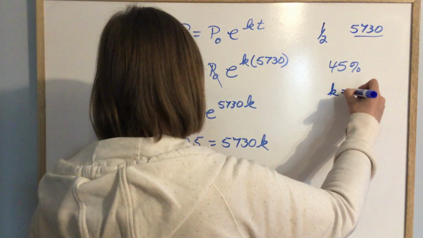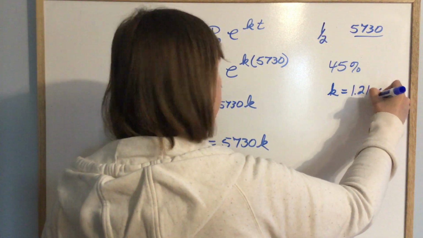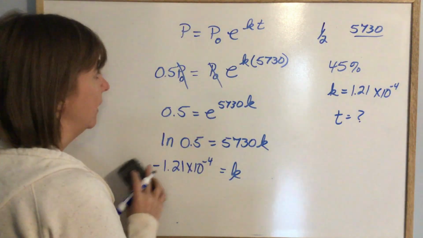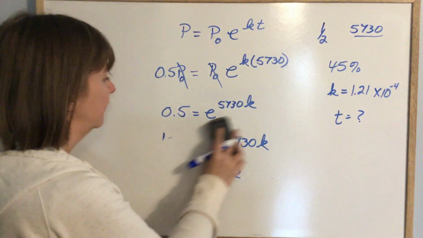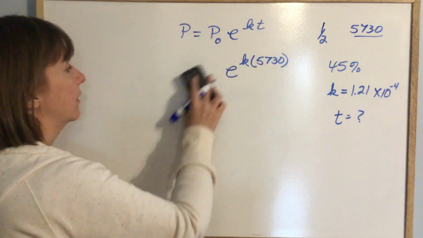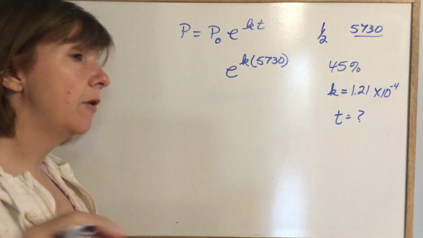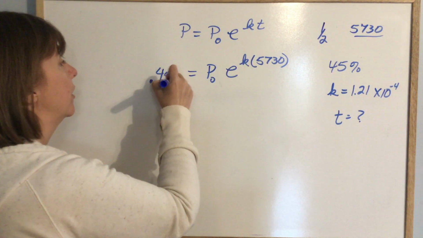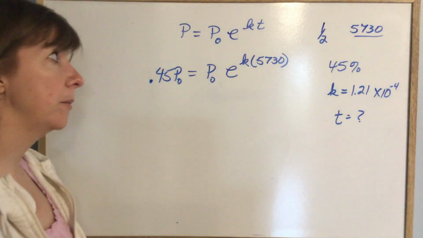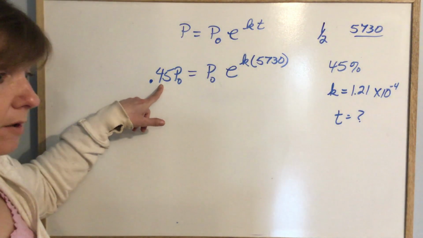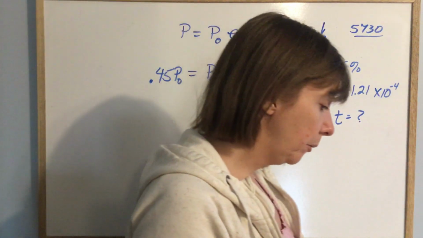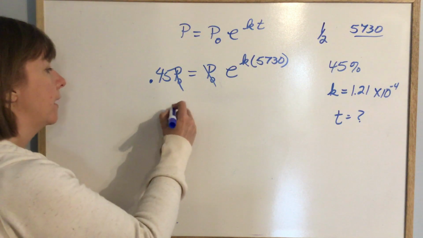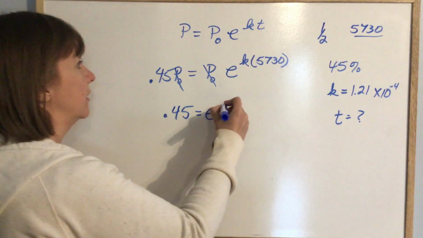So now I know that K is 1.21 times 10 to the negative 4th. So I'm actually looking for time. We're going to do something very similar to what we just did, because they said that when they found this, it had 45% of the original amount of carbon. Half-life, we put 0.5. So 45%, we're going to put 0.45. Again, those are going to cancel. I have 0.45 is equal to E.